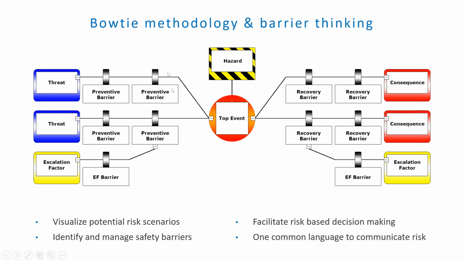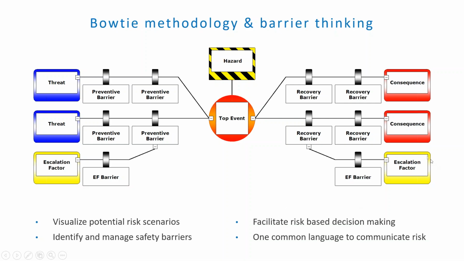So you place preventive barriers on the left-hand side that will either eliminate a threat altogether, or they make sure that if a threat does occur, that it won't lead to your top event. On the right-hand side, you see the recovery barriers, and they are either meant to make sure that a top event will not lead to any consequence at all, or it will make sure that if a consequence does happen, that the recovery barrier will mitigate the effects of those consequences.